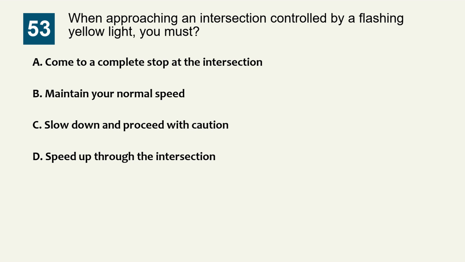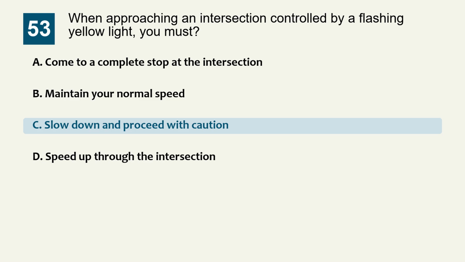Question 53. When approaching an intersection controlled by a flashing yellow light, you must: option A, come to a complete stop at the intersection. Option B, maintain your normal speed. Option C, slow down and proceed with caution. Option D, speed up through the intersection.